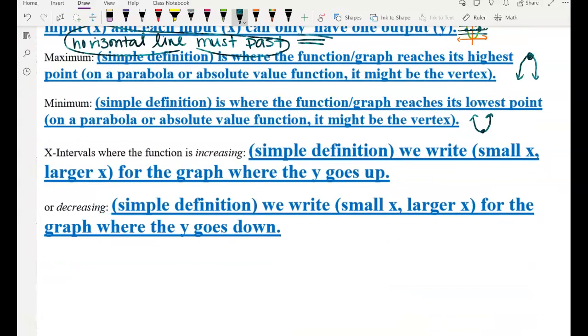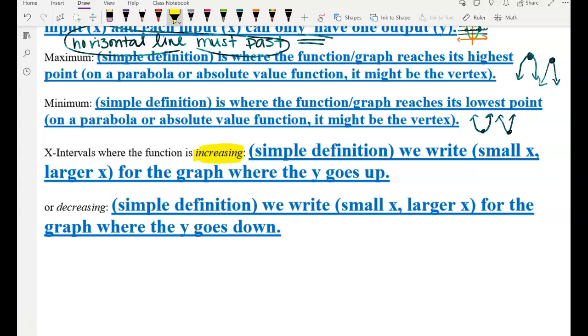A minimum is where we have the lowest point, okay? So again, for a V-shaped graph, it can be a vertex, depending on if it's upside down or right side up, okay? Next, the x intervals where the function is increasing. So this is really new to us, students. So I want you to pay attention to these last two definitions, okay?